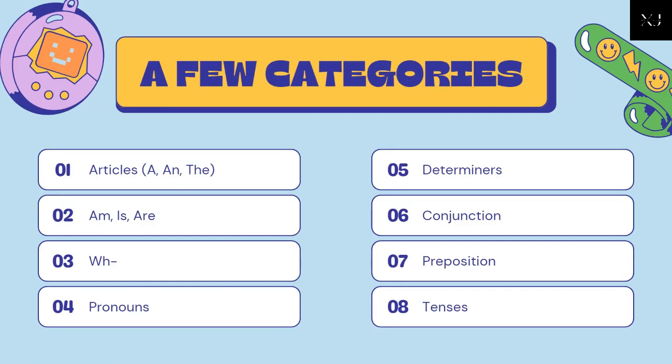Okay, so let us take a look at the few categories. For starters, we have articles, is, am, are, WH, pronouns, determiners, conjunctions, prepositions, and tenses. Now, I'm not trying to put more stress on you when I say this, but yes, it gets progressively more difficult. But no worries, in this video, I'll do my best to cover the categories as much as I can.